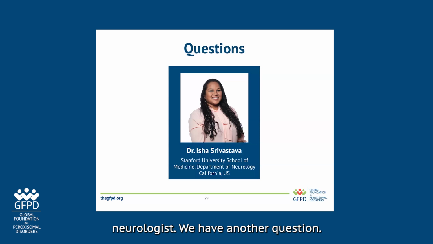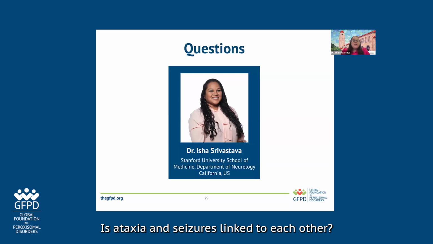We have another question. Is ataxia and seizures linked to each other? Typically, I don't think of them as linked to each other, in that they have different treatment options for both of those, but both of them can occur because there's been some injury or some change in the brain itself. So they're both neurological symptoms, but one does not necessarily mean that you're going to have the other.